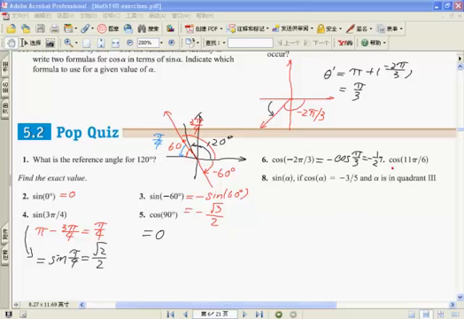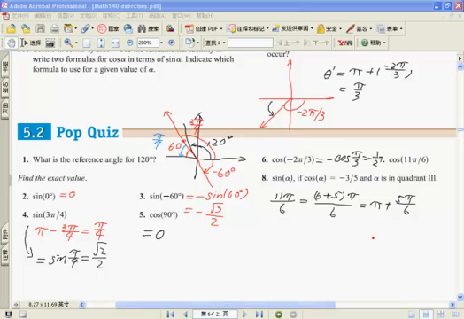Now let's look at the number 7. First, let's rewrite this 11 pi over 6 as 6 plus 5 times pi over 6. You divide 11 by 6. The quotient is equal to 1 and the remainder is equal to 5. So this is equal to pi plus 5 pi over 6.